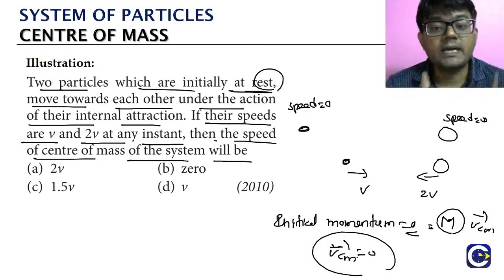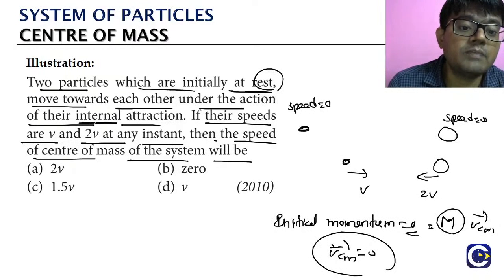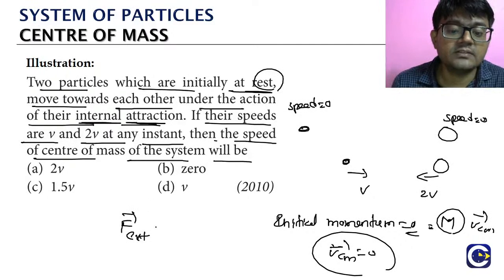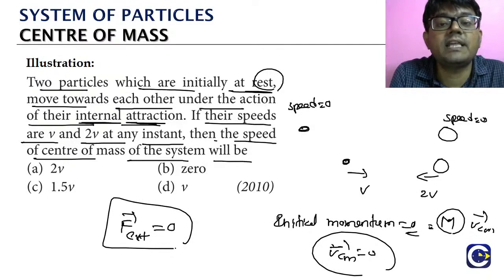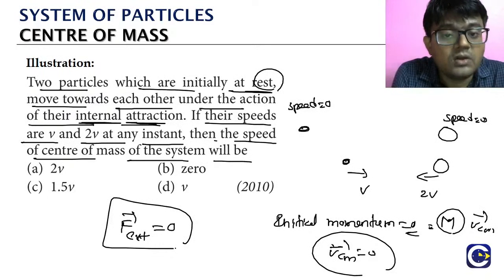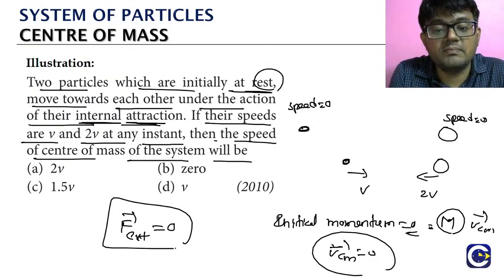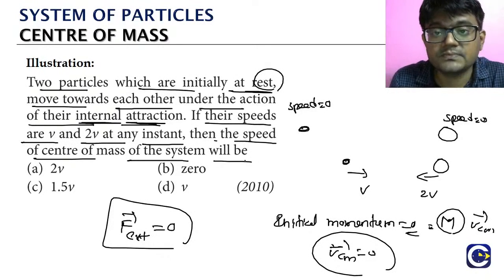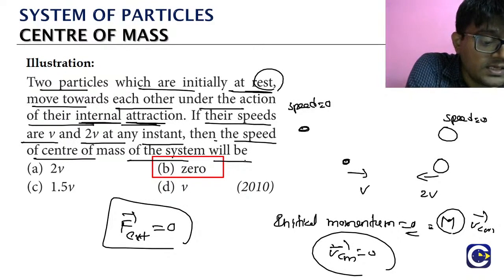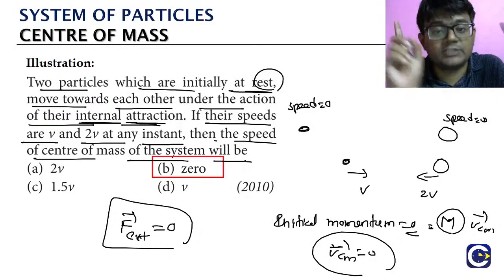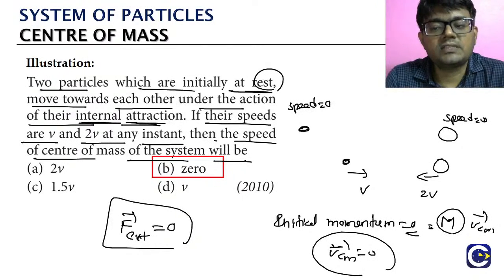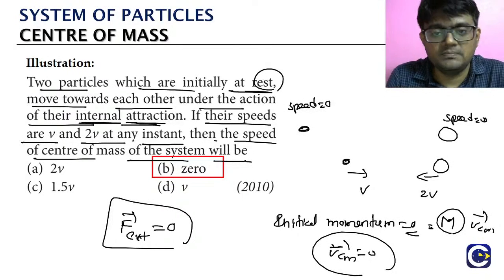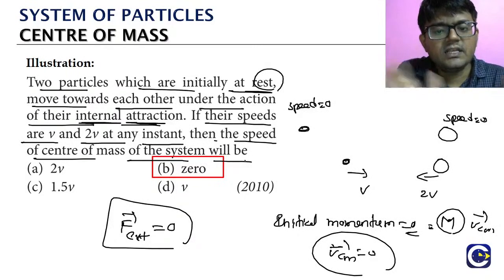Now the particles are moving, but they are moving because of the internal attraction, which means there is no external force. With no external force, the center of mass acceleration is 0, which means the velocity of the center of mass will remain the same. So what is the answer? They are asking for the speed of the center of mass of the system. It is 0. Because if there is no external force, whatever the velocity of the center of mass is initially, it will remain the same. This is a case of conservation of momentum, because with no external force, momentum is conserved.